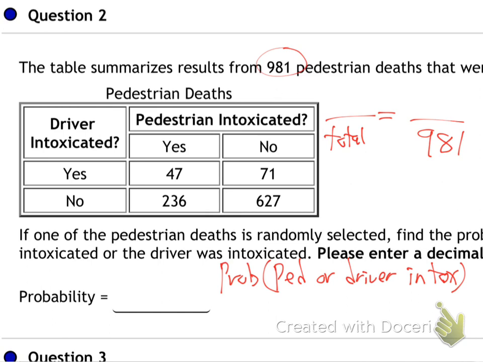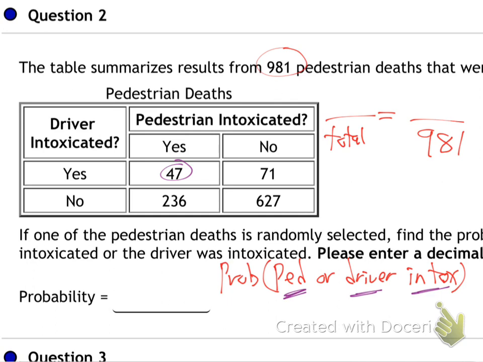And I just went group by group and said, how many of these people, in how many of these cases, was either the pedestrian or the driver intoxicated? How about those 47? Yes. Was at least one of the two intoxicated? Yeah, they were both intoxicated. In these 47 cases, automobile accidents in which a pedestrian died, both the pedestrian and the driver were intoxicated, weren't they?